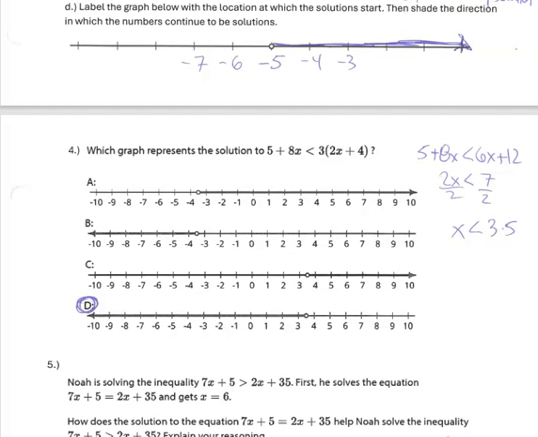On this bottom one here, they're asking you to figure out which graph. You can either go over and test points that are shaded and make sure that they're all solutions. That's one way to do it. Or for me, I just went over and solved it. And when I solved it, I got x is less than 3.5, and the graph that showed a bunch of stuff shaded less than 3.5 was D.